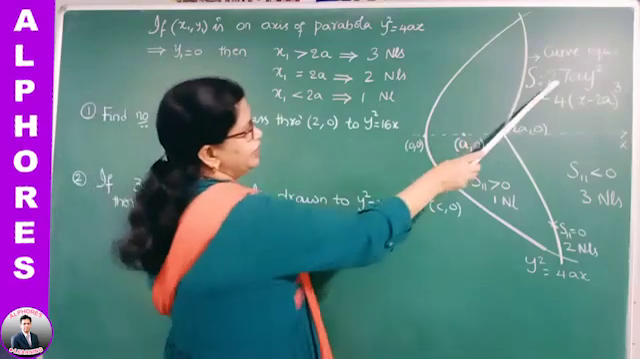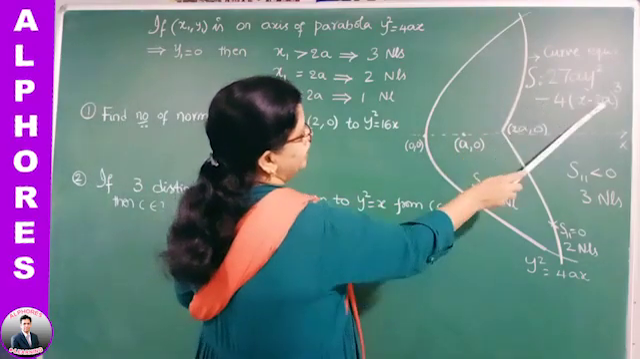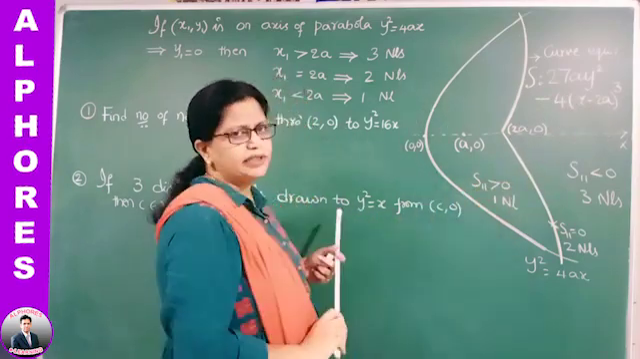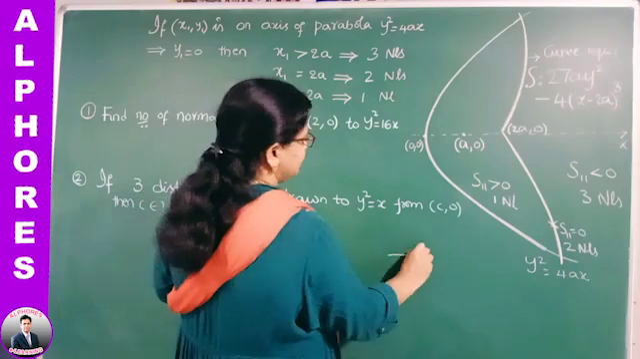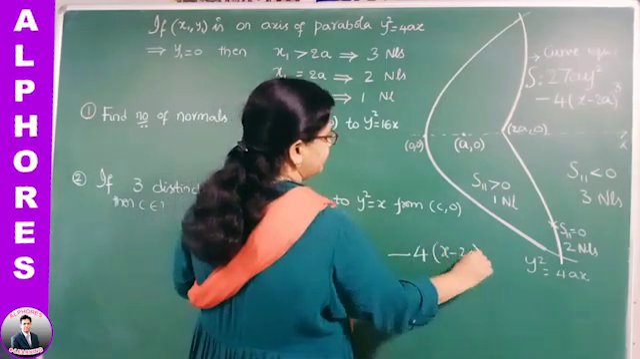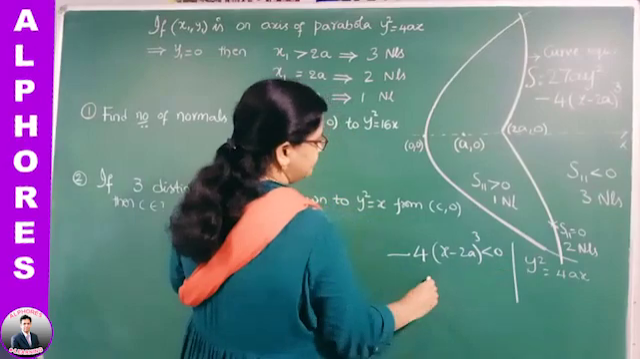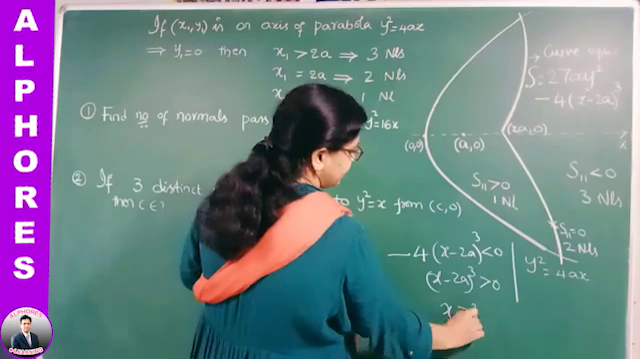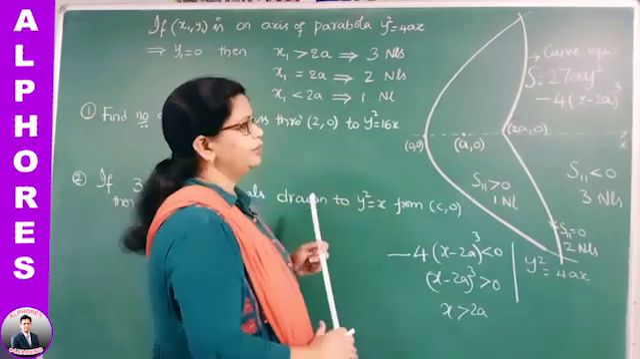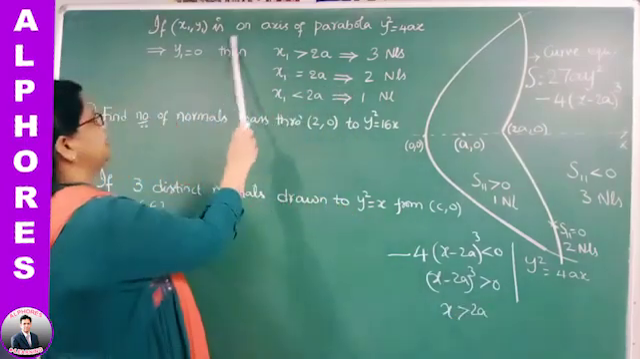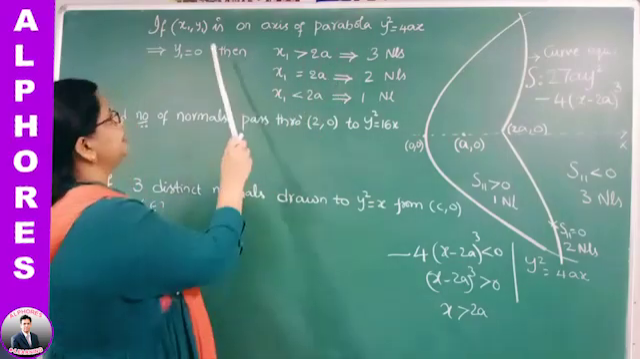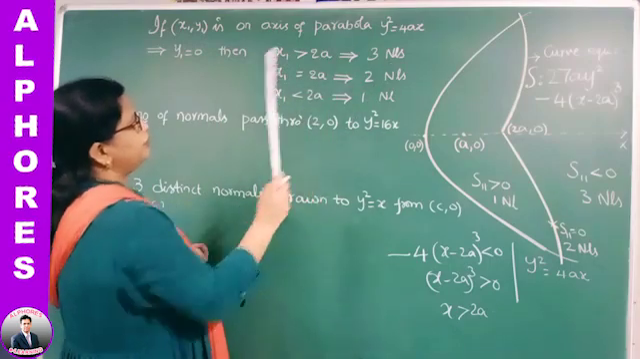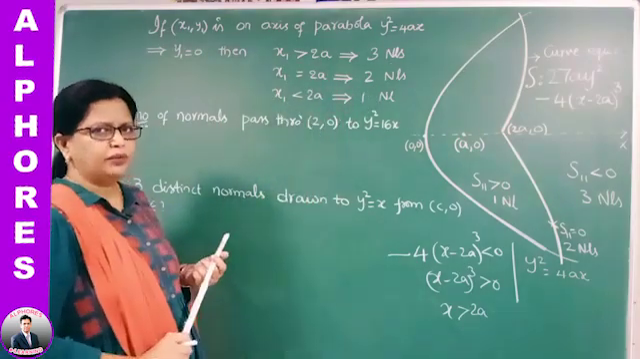Because of what reason? This is 0, and minus of the value being less than 0 implies the plus value, x minus 2a, is greater than 0. So you got minus 4 into (x minus 2a) whole cube less than 0. That implies (x minus 2a) whole cube is greater than 0. That implies x is greater than 2a. Therefore, whenever the point is exactly on the axis of the parabola, concentration has to be only on the abscissa. If it is more than 2a, 3 normals; equal to 2a, 2 normals; less than 2a, exactly 1 normal.